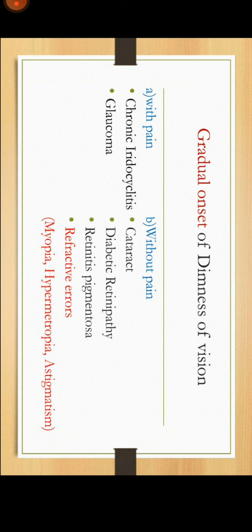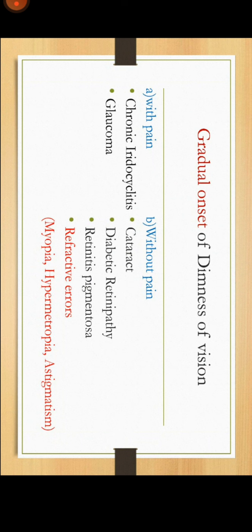The next condition is glaucoma. In glaucoma there is pain, but it is a gradual type of pain in normal glaucoma. In the without pain condition, that is cataract. If a patient comes with dimness of vision, you ask from what day the dimness started. The patient can't tell in cataract because it's a gradual process. Then diabetic retinopathy, then retinitis pigmentosa.